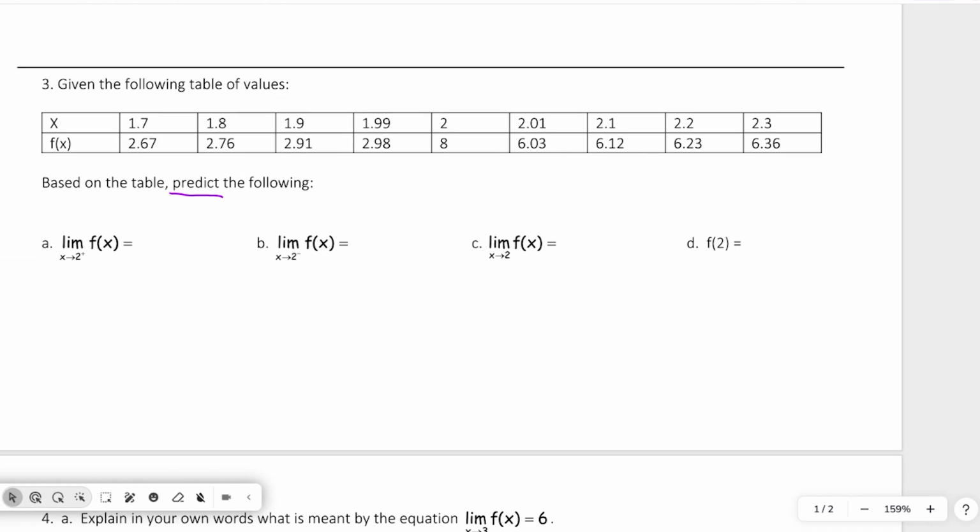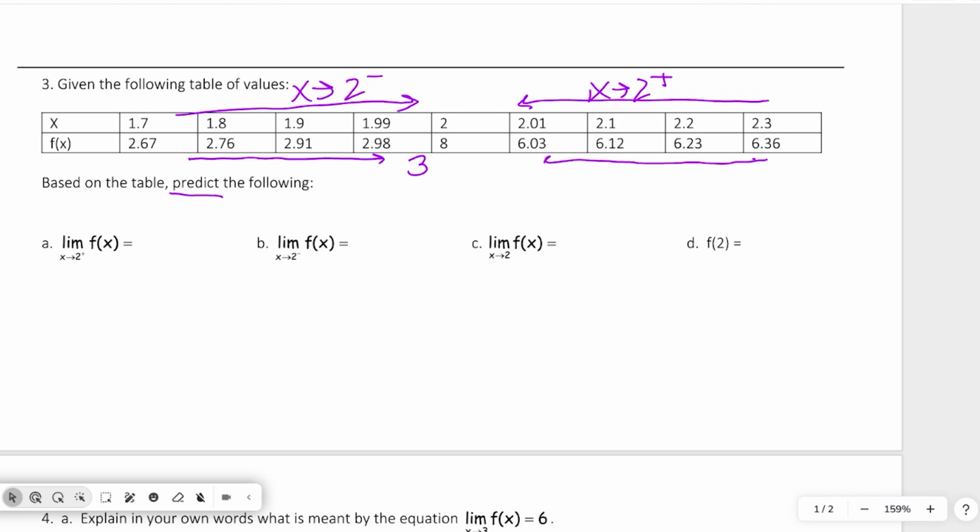So here's our x. As x gets closer to 2 from the left, the value of the function, you have 2.67, 2.76, 2.91, 2.98, looks like it's getting closer to 3, right? As x approaches 2 from the right, over here, and we look at our y values, it looks like we're approaching 6.36, 6.23, 6.12, 6.03. I think it's safe to say that this appears to be approaching 6.